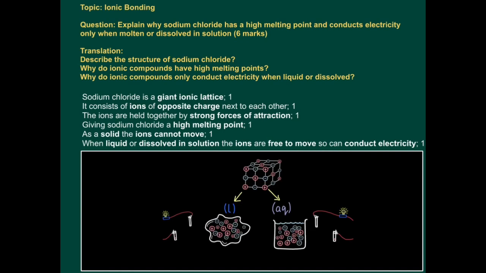If we put electrodes into liquid or dissolved sodium chloride, we would conduct an electric current because these ions are now free to move, so they can transfer electrons into the wire and electricity flows around the circuit. So the key idea is, in solids the ions can't move, but in liquid or dissolved the ions are free to move so it can conduct electricity. Electricity is simply a flow of charged particles, and these are charged particles and now they can move, they can flow.